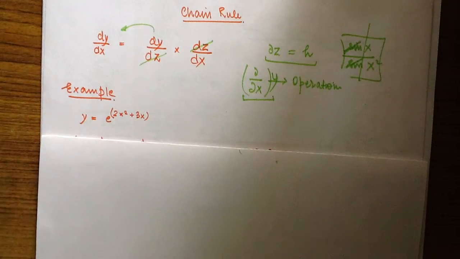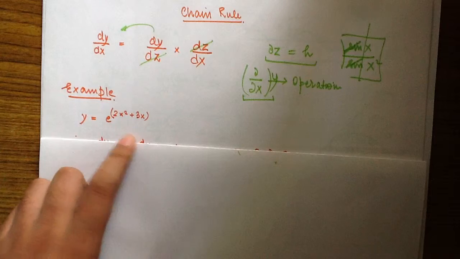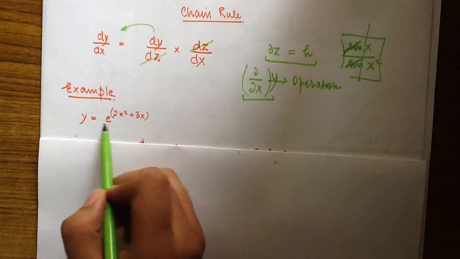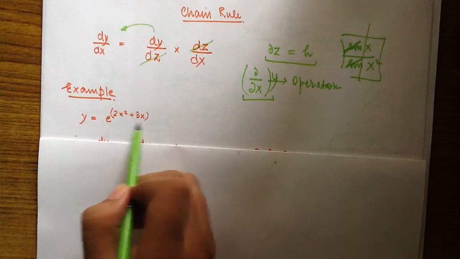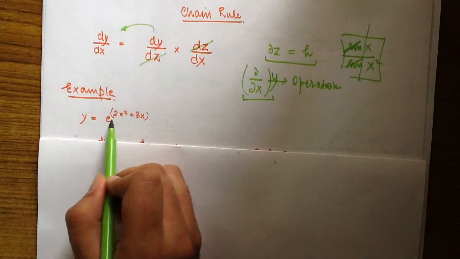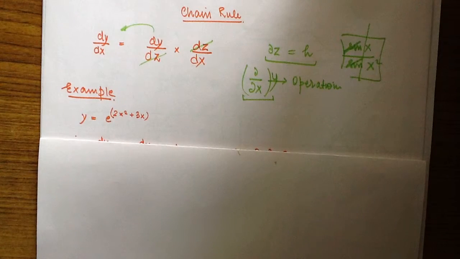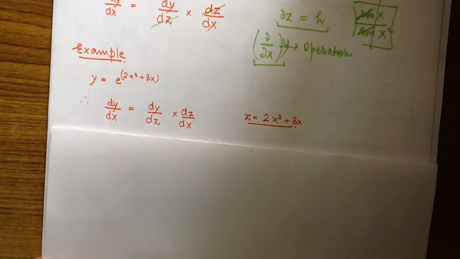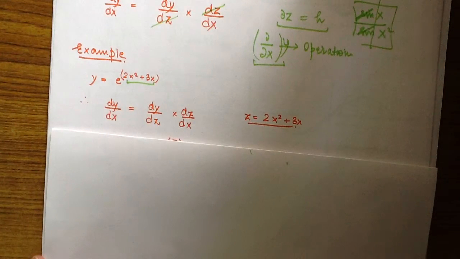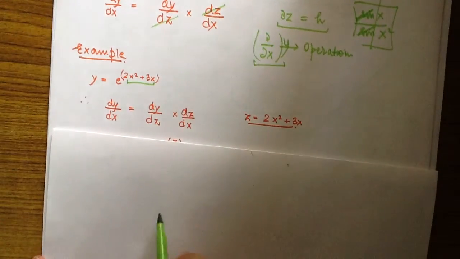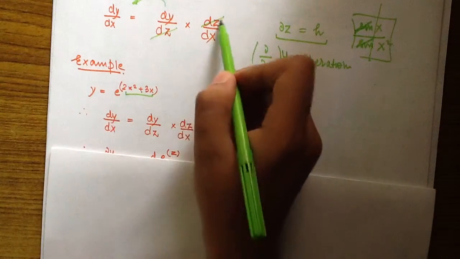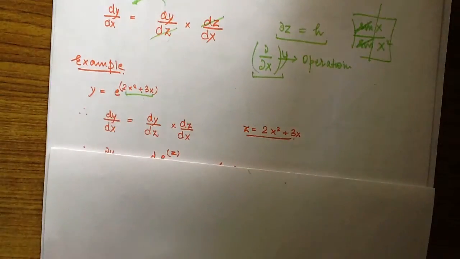Now, where should we use the chain rule? Well, it gets handy when we have a function like so. When we have y equal to e raised to the power of this quadratic polynomial, which would be 2x squared plus 3 times x. If this is the function and we have to differentiate it with respect to x, then we first differentiate it with respect to this polynomial itself, and then we differentiate this polynomial with respect to x. That is the same thing that we have done here. We differentiate it with respect to the polynomial, and then we differentiate the polynomial itself with respect to x, and we multiply both of them.